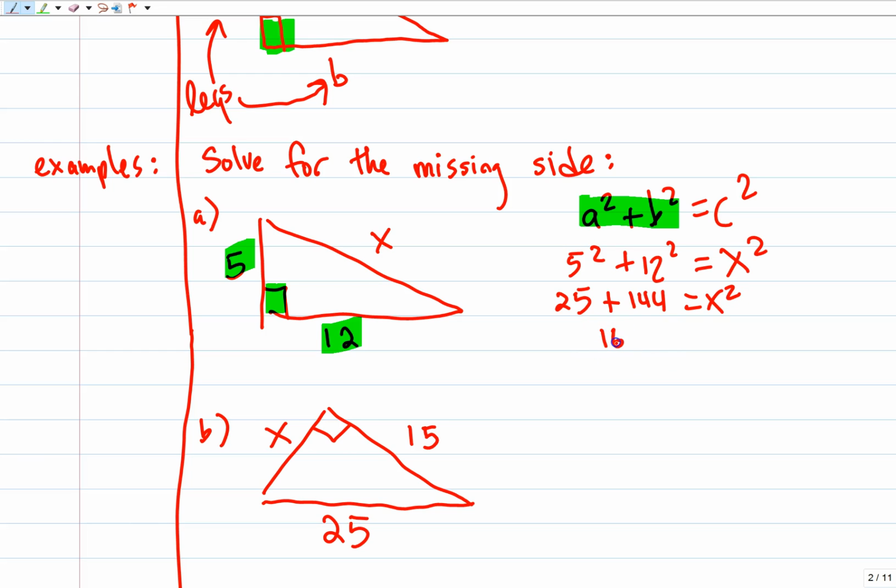That adds to 169. How do I solve this? Well, what number times itself makes 169? To solve this, to undo squaring, remember this is still inverse operations, to undo a second exponent, we do a square root. The square root of x squared is just x. The square root of 169, what times itself makes 169? Should be 13.